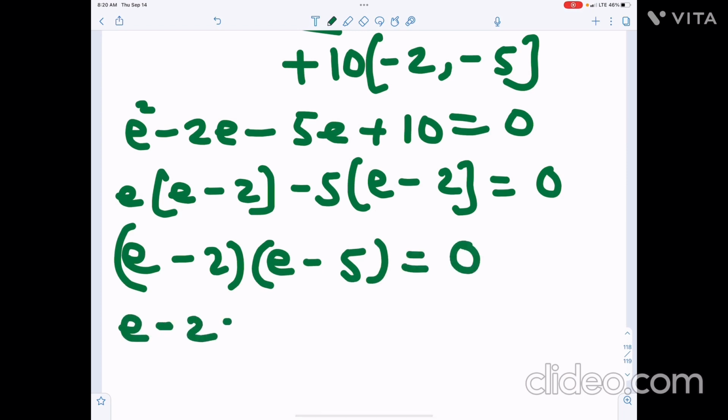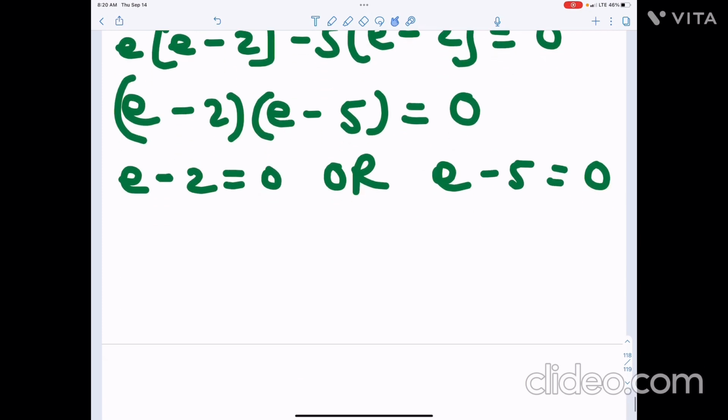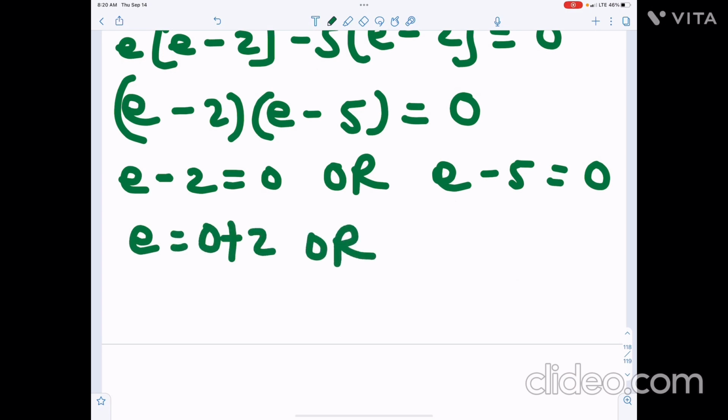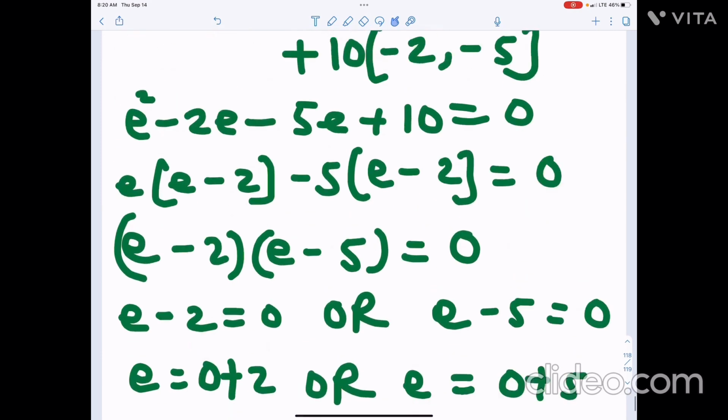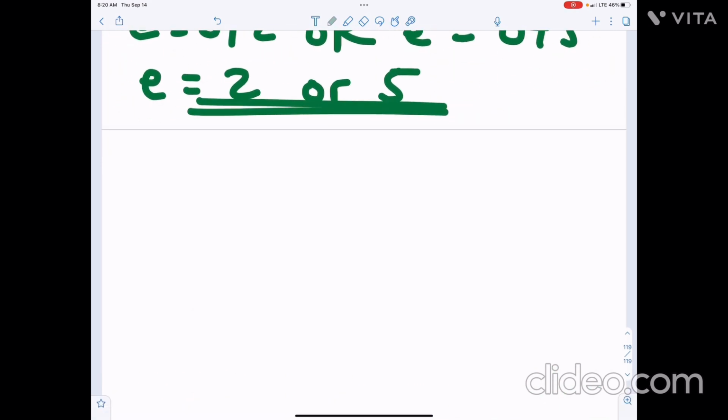That means e minus 2 is 0 or e minus 5 is 0. So e is 0 plus 2 or e is 0 plus 5. That gives e is 2 or 5. Exactly. That's all for number 5. Let's go to question 6.